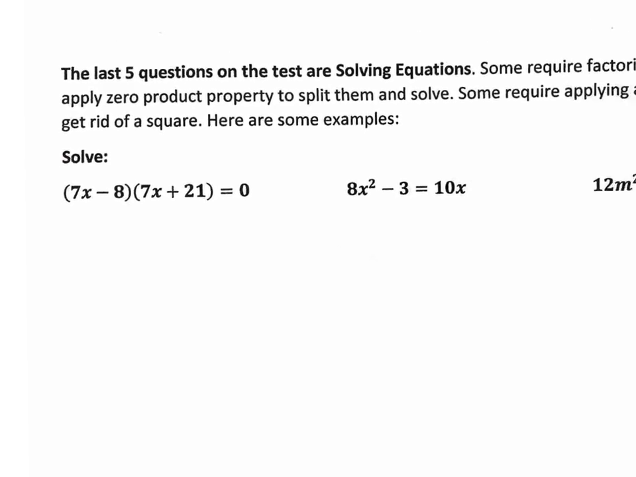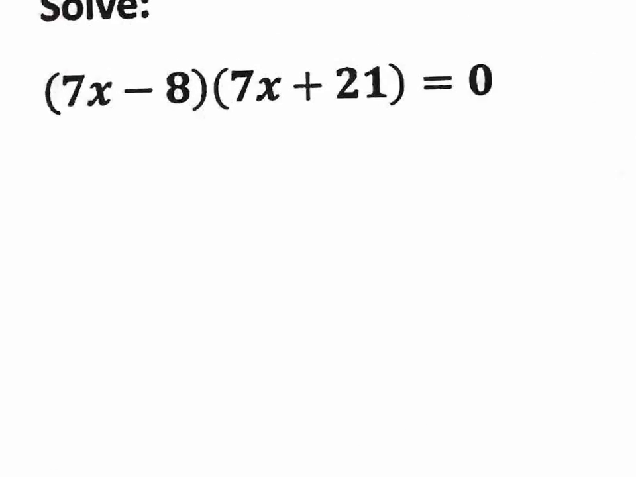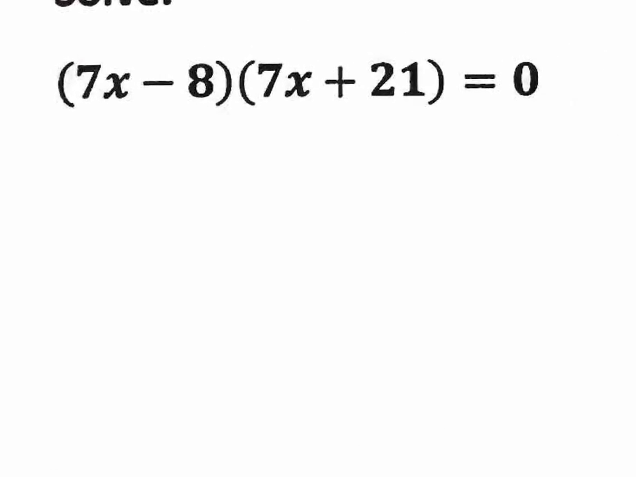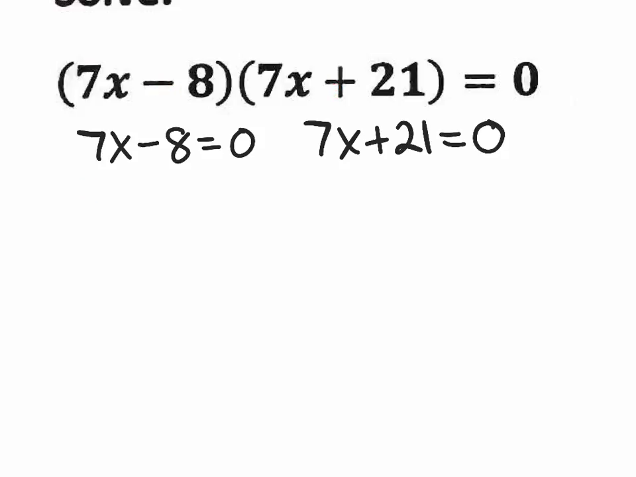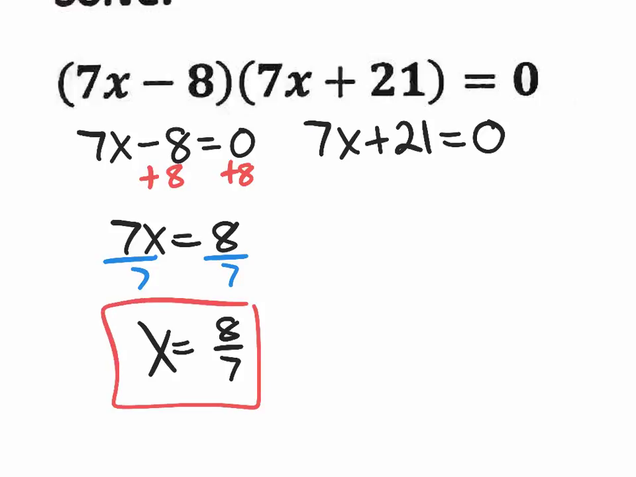There will be 5 questions on the test, the last 5 to be specific, where you have to solve equations using the zero product property. On this one right here, it is already factored for you. All you have to do is recognize that you have something times something equals 0, so you can split these factors and set each equal to 0. Then you solve both equations by adding 8. Rewriting it, we have 7x equals 8. Final step would be to divide by 7. So you have x equals 8 over 7. That is one answer. For the other equation, we're going to get rid of that 21 by subtracting 21.